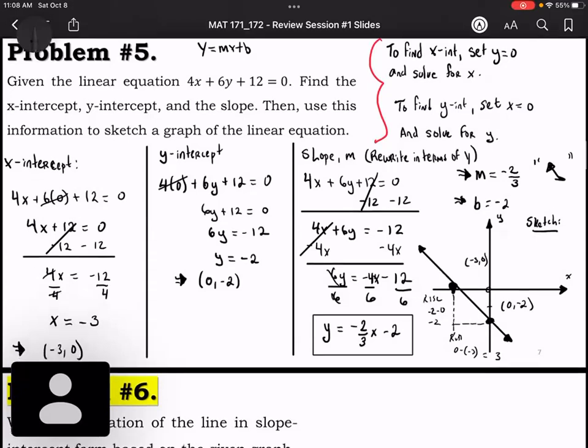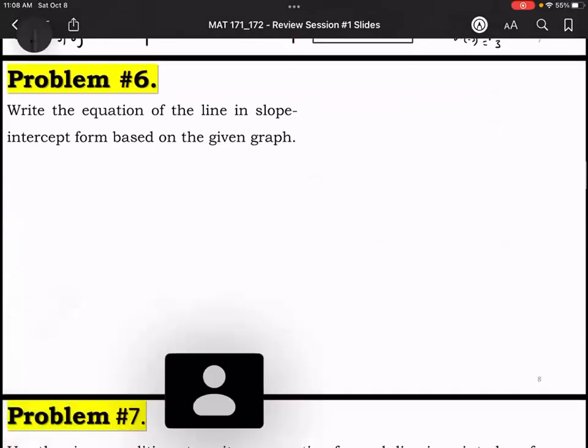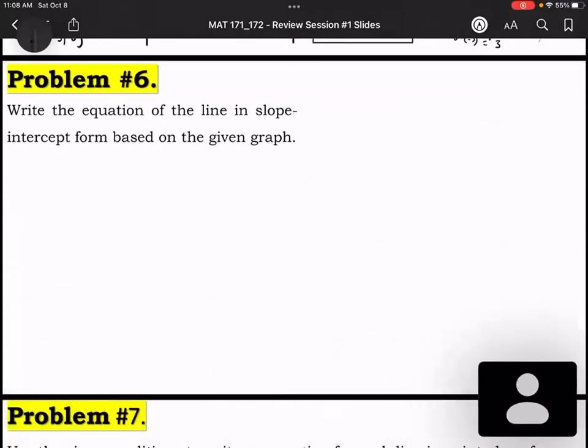Okay, so as I mentioned, I forgot about this during my last review, and I forgot about it here. Problem number 6, which is on your final exam. I don't know about your first exam, but it's definitely there on the final because it's highlighted in yellow. It states to write the equation of the line in slope-intercept form based on the given graph. Well, unfortunately, the given graph isn't there, so I have to draw one, which is fine.